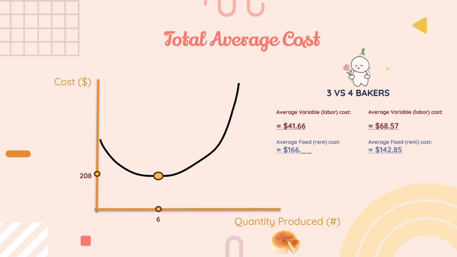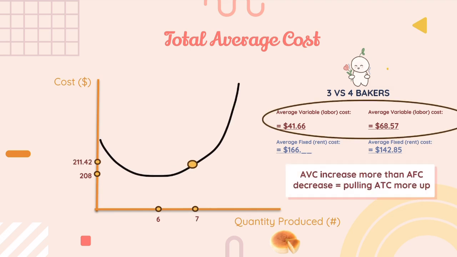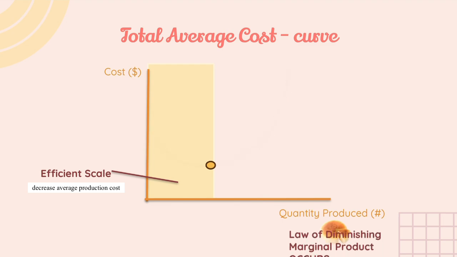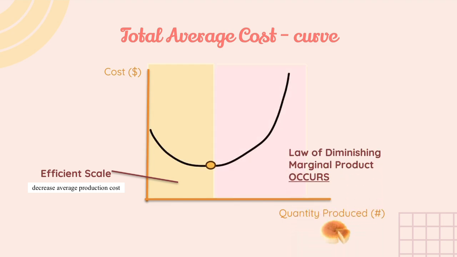Here, as production increases, the average variable cost rises more than the average fixed cost falls. The additional baker increases output only slightly due to fixed resources like space and equipment, reflecting the law of diminishing marginal product and causing average total cost to increase. Therefore, producing within the efficient scale, where average total cost is minimized, indicates more efficiency and minimizes cost. Businesses will prefer to keep production at or below this point, as going beyond it can lead to average total cost rising due to diminishing marginal product, which decreases profit, so they avoid it.